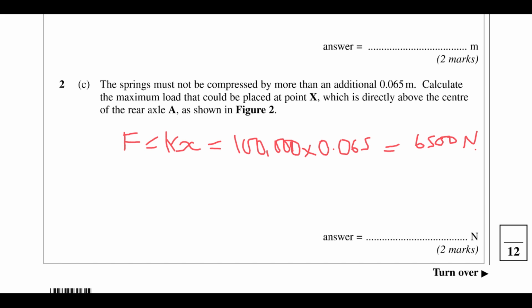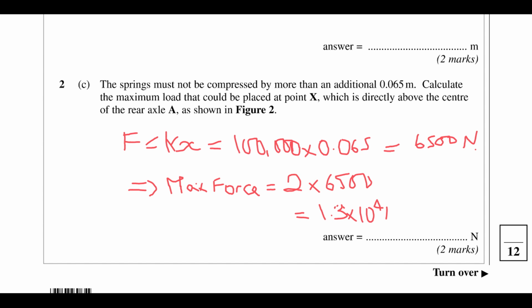But there are 2 springs, it's shared out, so max force, weight force, oh blimey, let's try it again. Max force is going to be 2 times by that, which is 13,000 or 1.3 times 10 to the 4 newtons there. Okay, so that's that one there.